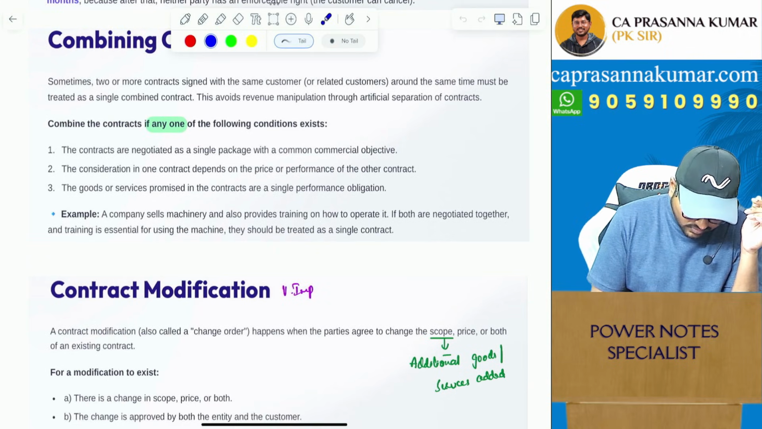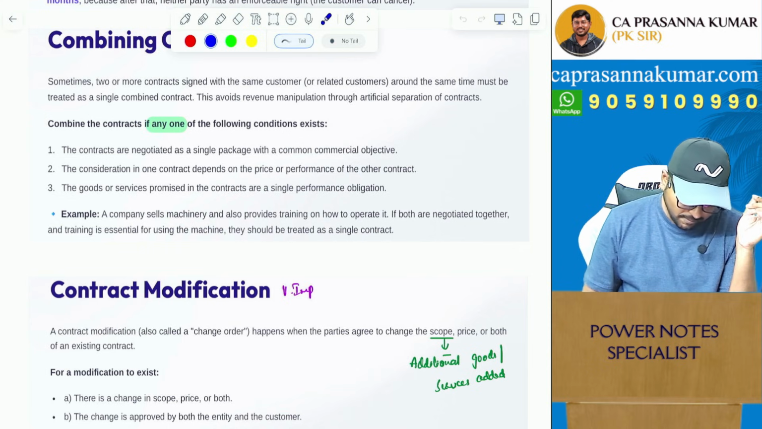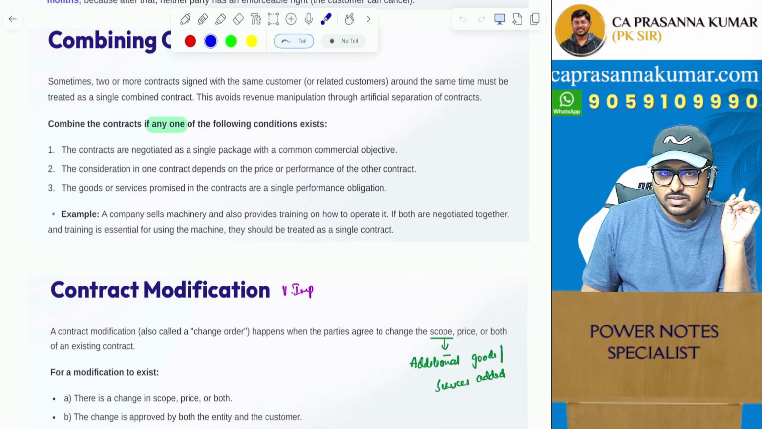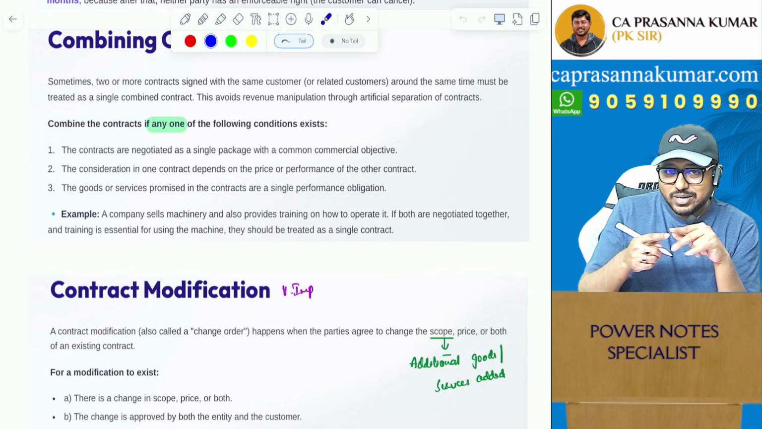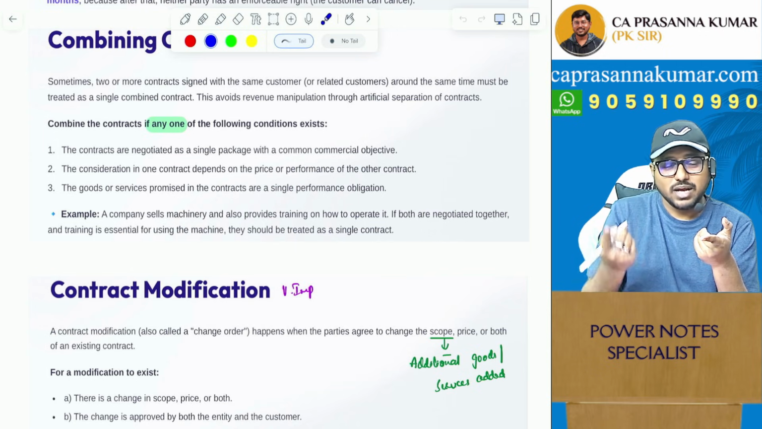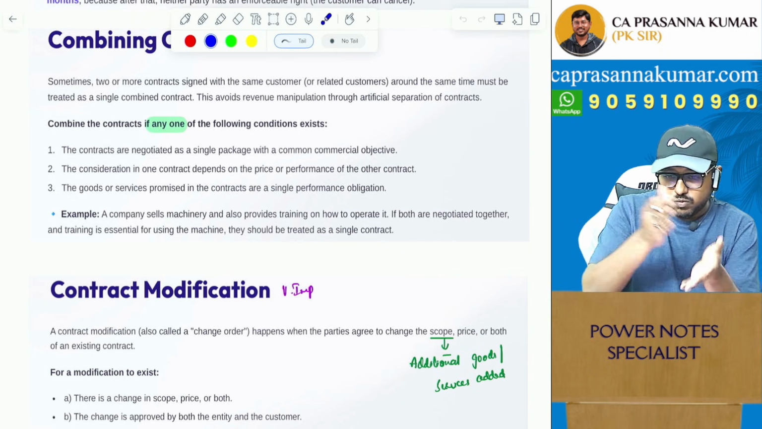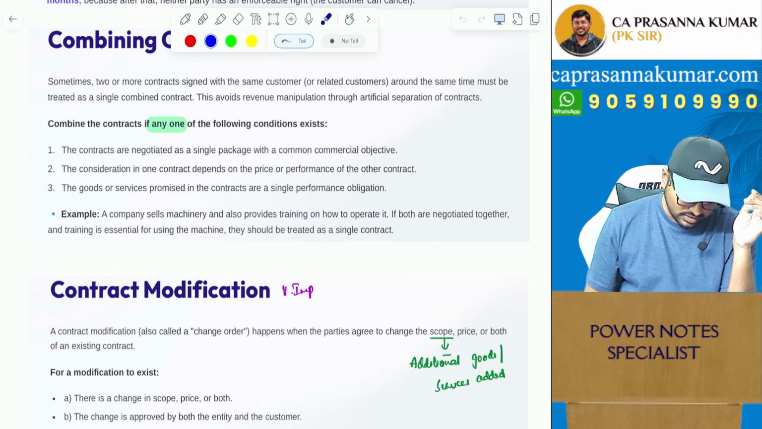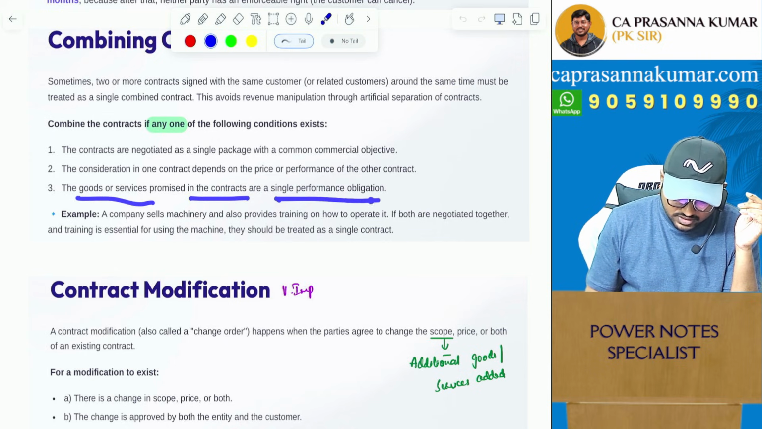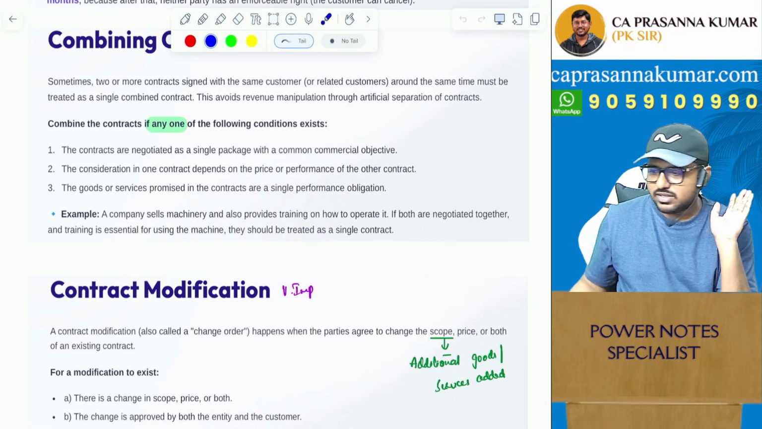Now let's come here. If any one of the following conditions exists, then you will combine the individual contracts entered with the same customer at a single point of time, or at pretty much the same point of time. What is that? They are negotiated as a single package, as in the ERP example. The consideration in one contract depends upon the price or performance of the other contract, as in the flat example, where depending upon how much you negotiate the flat price, the parking price will be set, which is nothing but amenities, right? If you negotiate the flat price, he will say, sir, we'll reduce the price of the amenities. So one is dependent on the other. Third condition: the goods or services promised in the contracts are a single performance obligation. If any of these three conditions are satisfied, then you will combine the contracts.